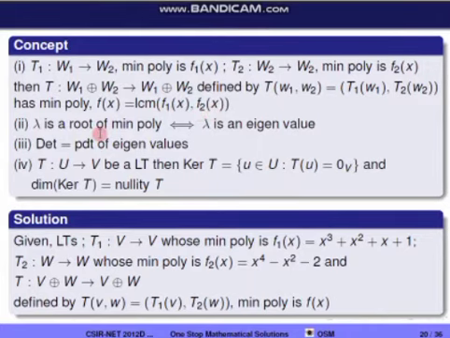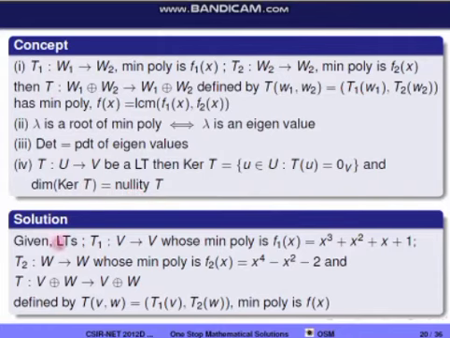Lambda is a root of the minimal polynomial if and only if lambda is an eigenvalue. Determinant is equal to the product of eigenvalues. Let T from U to V be a linear transformation, then the kernel of T is equal to the set of all u in U such that T of u is equal to the identity in V, and the dimension of the kernel of T is called the nullity of T. So now we'll move on to the question.